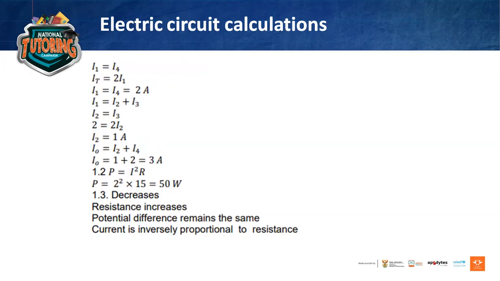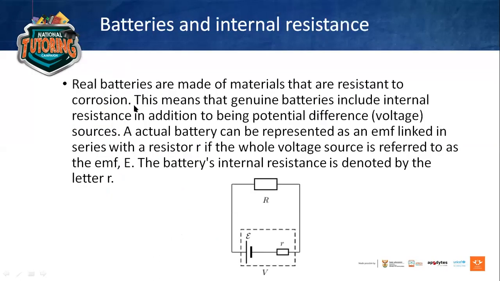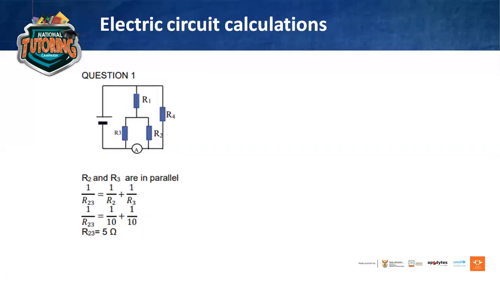I1 is equal to I4. So in this case, it's going to be I total is equal to 2 times I1. And I1, because it's equal to I4, it's going to be our 2 amps. Okay, and then we move on. Let's just go back to the next question.